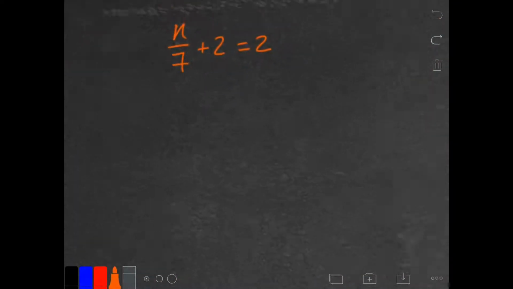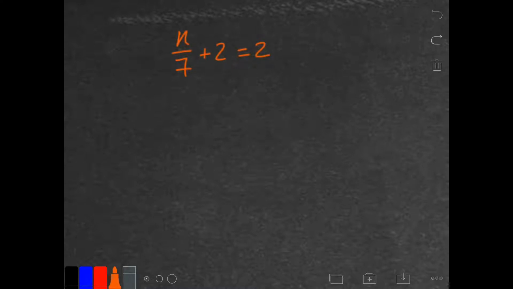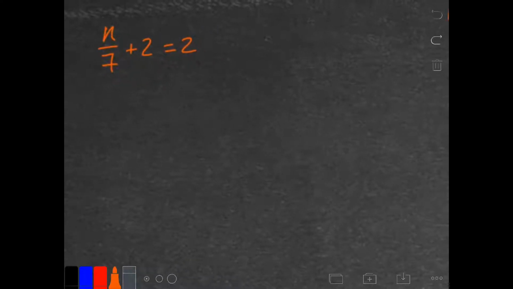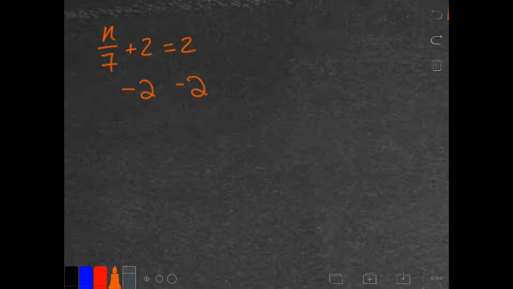Take a look at another example. So now we have a fraction, n over 7, or n divided by 7, plus 2 equals 2. Well, again, inverse order of operations. Instead of dividing, I'm going to think about how I can get rid of that addition. So I'm going to subtract 2 from both sides. n over 7 equals, well, what's 2 minus 2? That's 0. And I need to multiply both sides by 7.